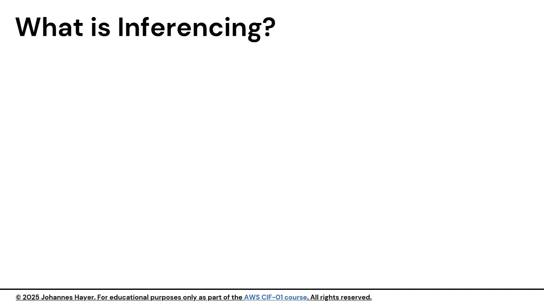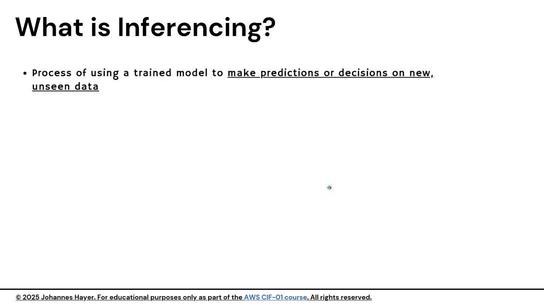So let's understand what inferencing is and how it's implemented in different scenarios. At its core, inferencing is the process of using a trained model to make predictions or decisions on new, unseen data. And there are two main ways we deploy models for inferencing.